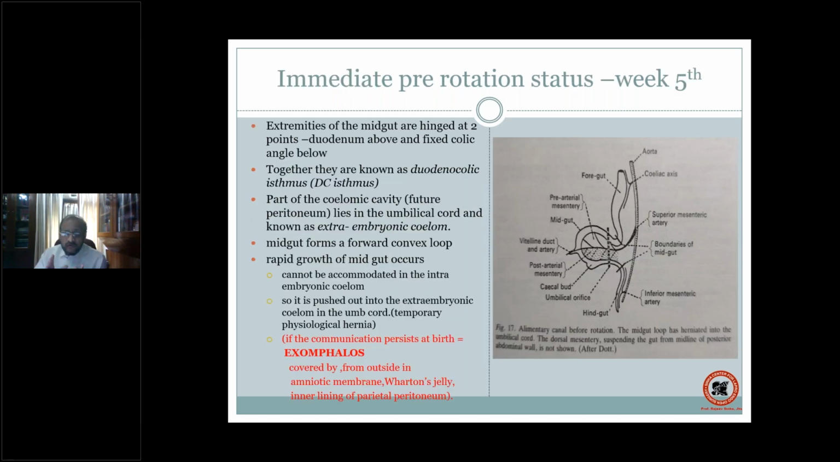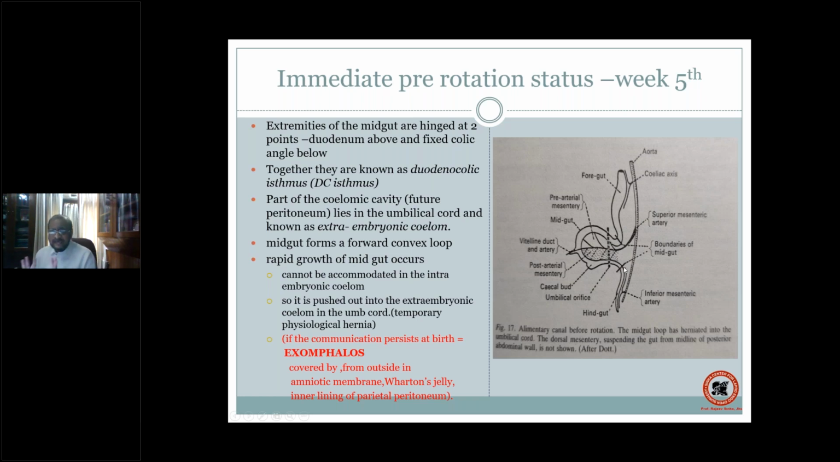Now the gut has formed, and now what is going to happen? It is to rotate. Immediately pre-rotation, which starts in the 5th week, that means just prior to week 5, you find that the midgut is hinged at 2 points. So one, you got the duodenojejunal, and number 2, you got the colic, that is the transverse colon and the left colon, the right 2/3 and the left 1/3, right? So this forms what is known as the duodenocolic isthmus.